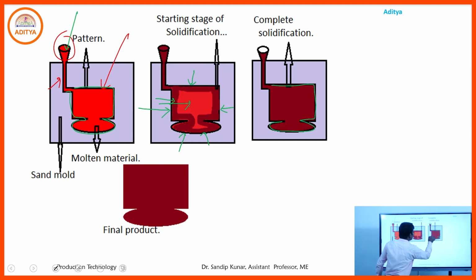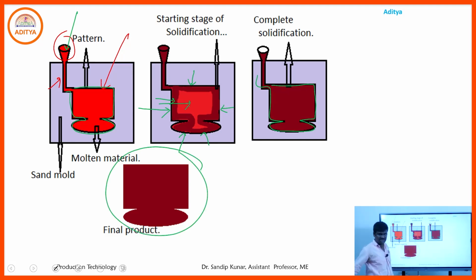After solidification, we remove the pouring basin, sprue, mold box, and other patterns, and we remove some core pins. Then finally we get the final product, the solidified product.